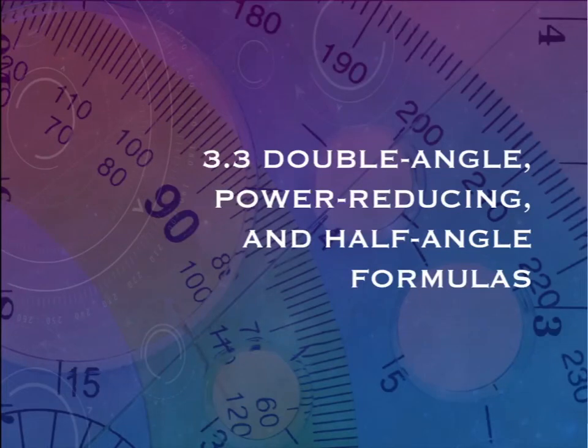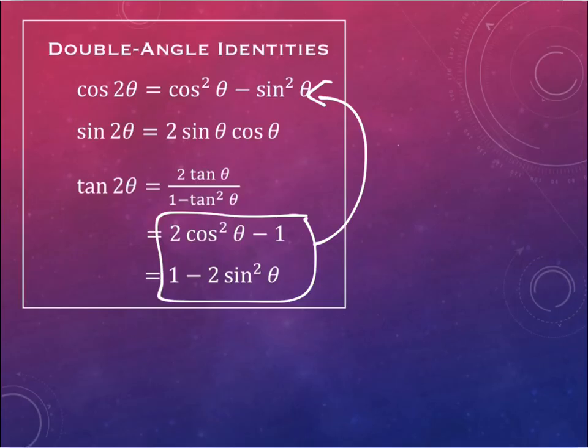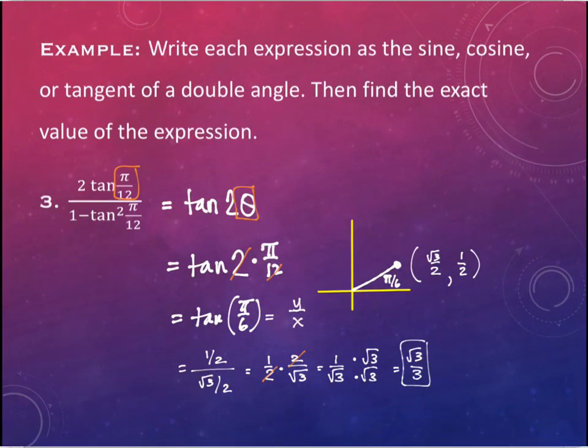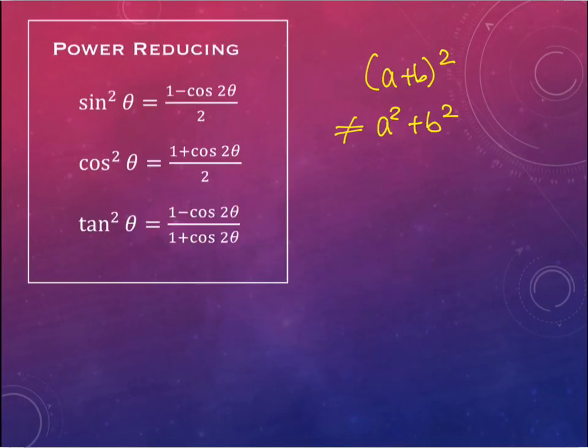Okay, section 3.3. We were finishing up, and we had taken a look at our double angle formulas, and we mentioned that there was a typo on this screen. So if you're looking back at this later, remember that those two on the bottom are actually alternate forms for the cosine of 2 theta identity. And then we had taken a look at some examples, and then we'd looked at power reducing formulas and talked about how to use these.